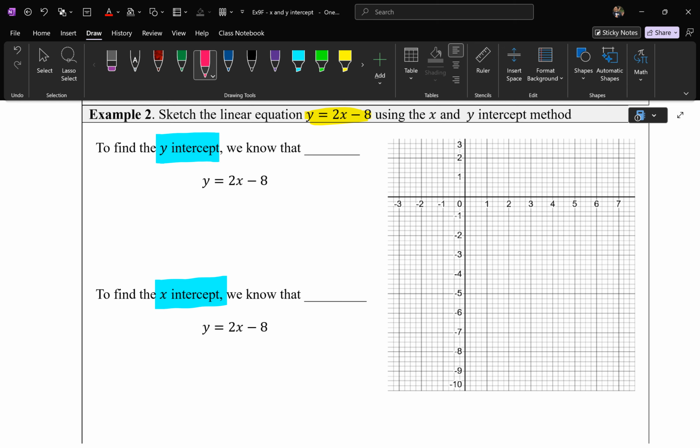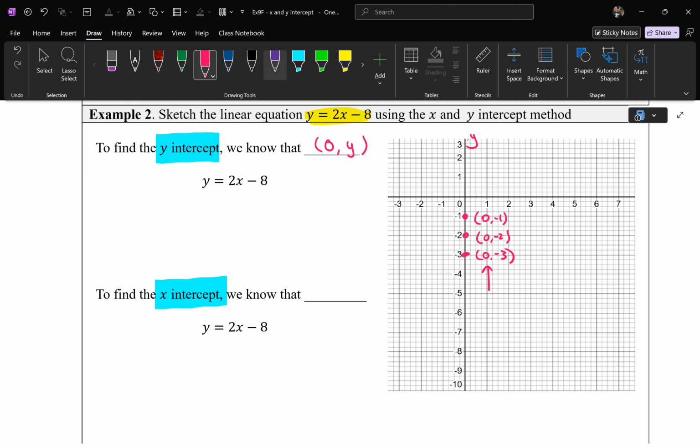To find the y-intercept, what do we know? The y-intercept means on the y-axis, all these coordinates here, what do they all have in common? Have a think. This one would be 0, negative 1. This one's 0, negative 2. This one's 0, negative 3. So hopefully you picked up x is always going to be 0 even though you don't know what y is.